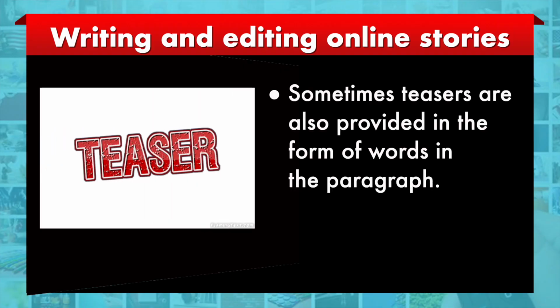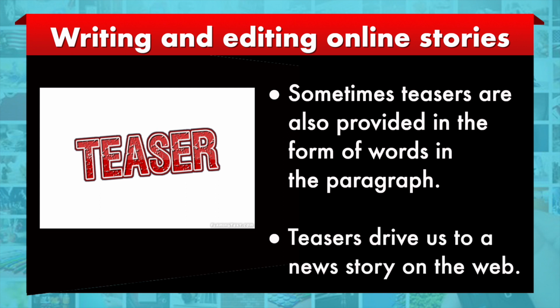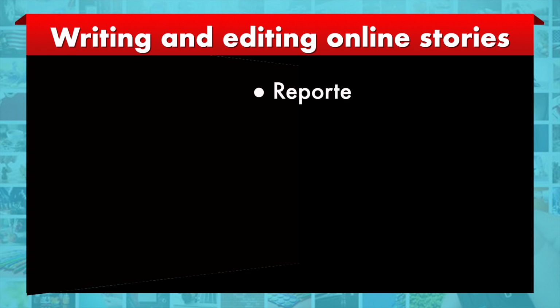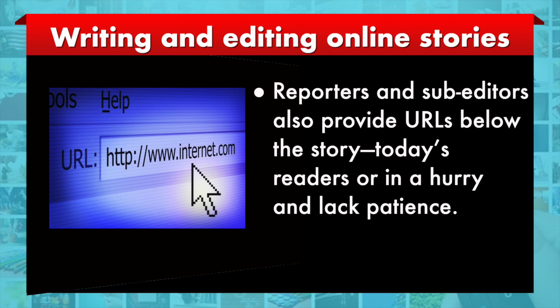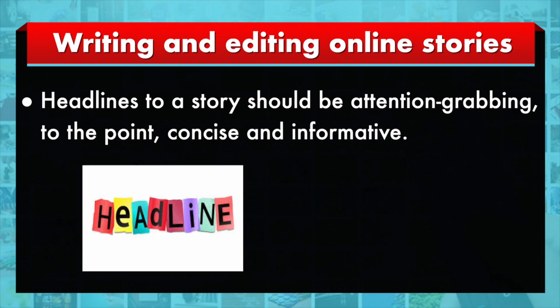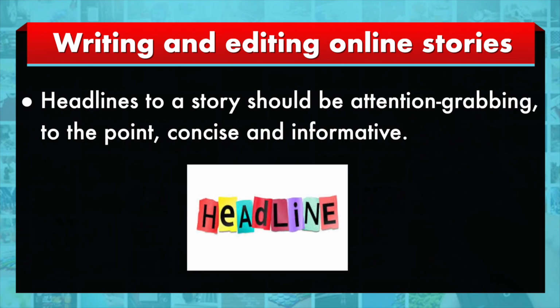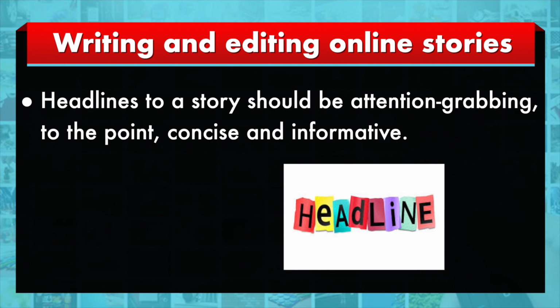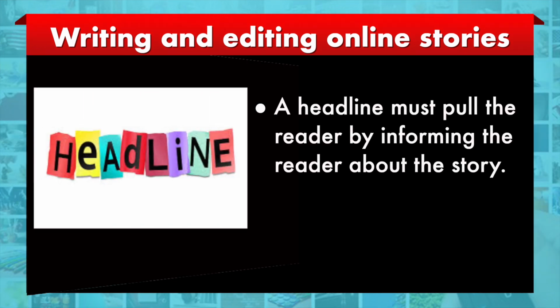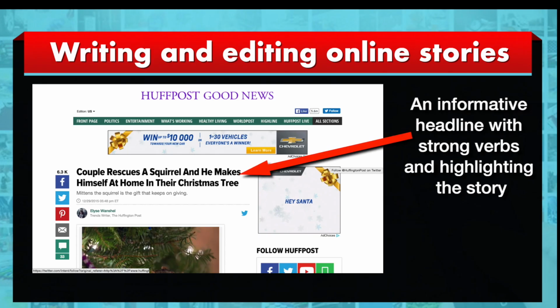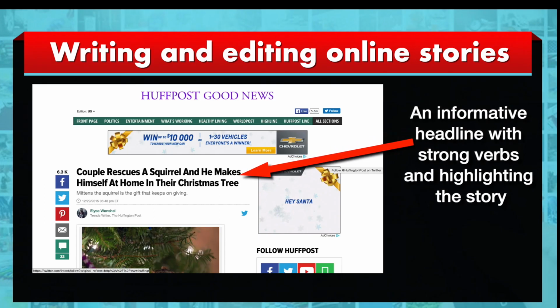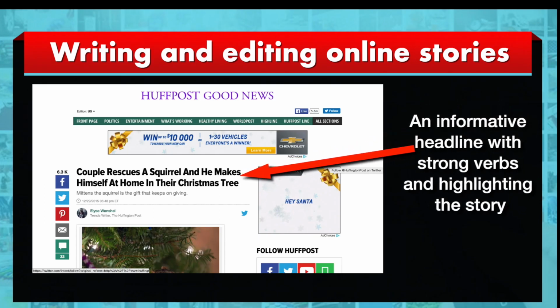Sometimes teasers are also provided in the form of words in the paragraph. Teasers drive us to a new story on the web. Reporters and sub-editors also provide URLs below the story. Today's readers are in a hurry and lack patience. So headlines to a story should be attention-grabbing, to the point, concise and informative. A headline must pull the reader by informing the reader about the story. So an informative headline with strong verbs and highlighting the story should be written by the editor.